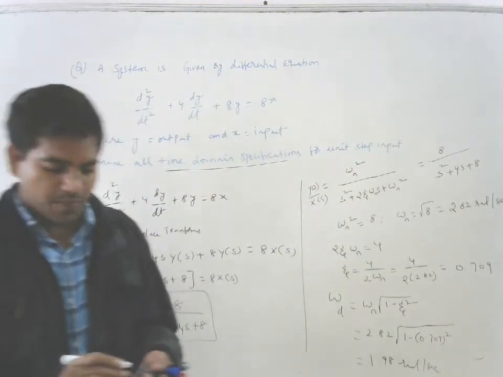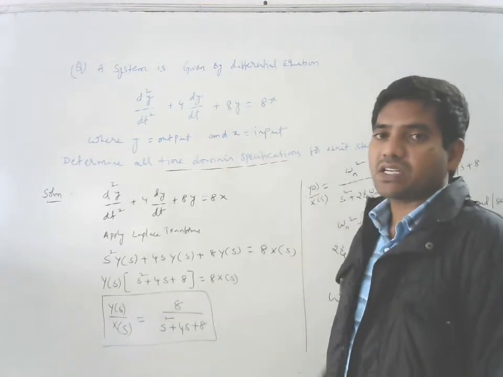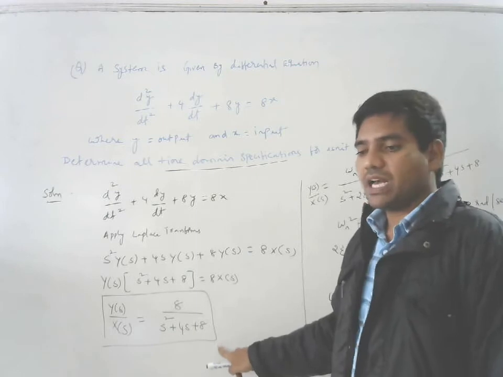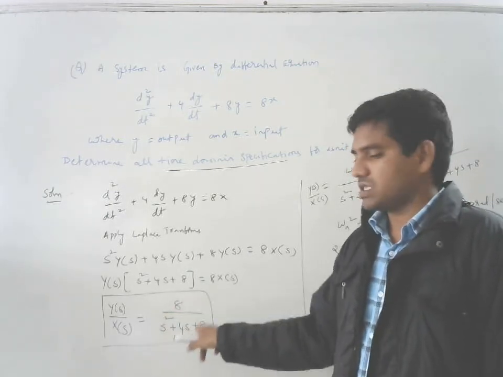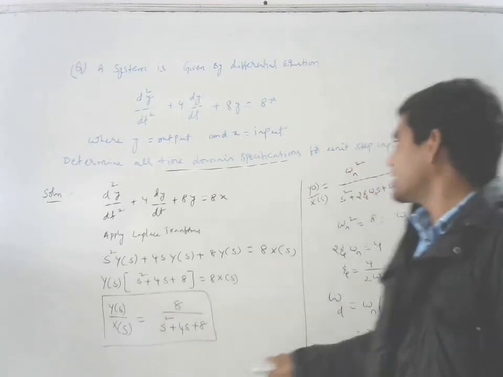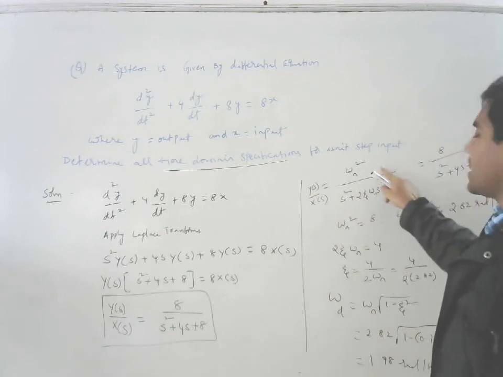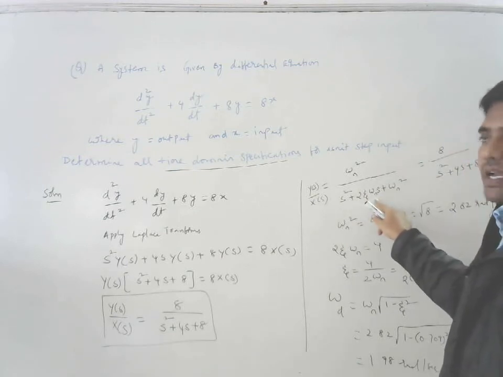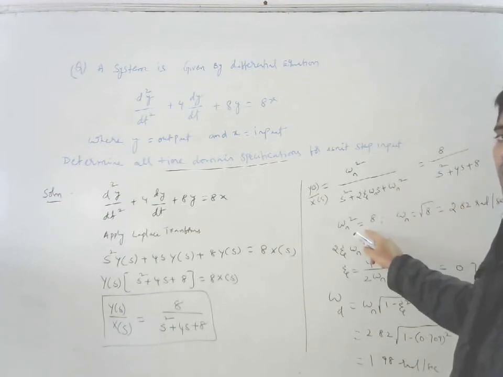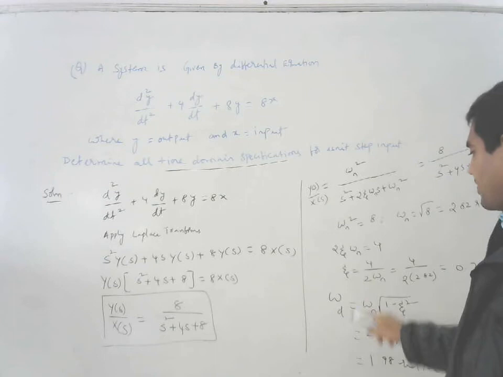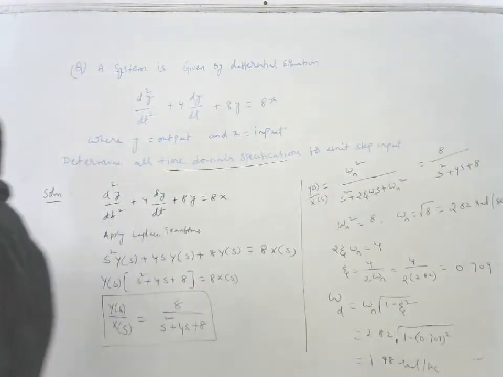This is a very simple problem, but we need to know how to apply the Laplace transform here. Once I apply the Laplace transform, we get Y(s) by X(s), and I compare it with omega n square by s square plus 2 zeta omega n s plus omega n square. Finally we get omega n value, zeta value and omega d value.